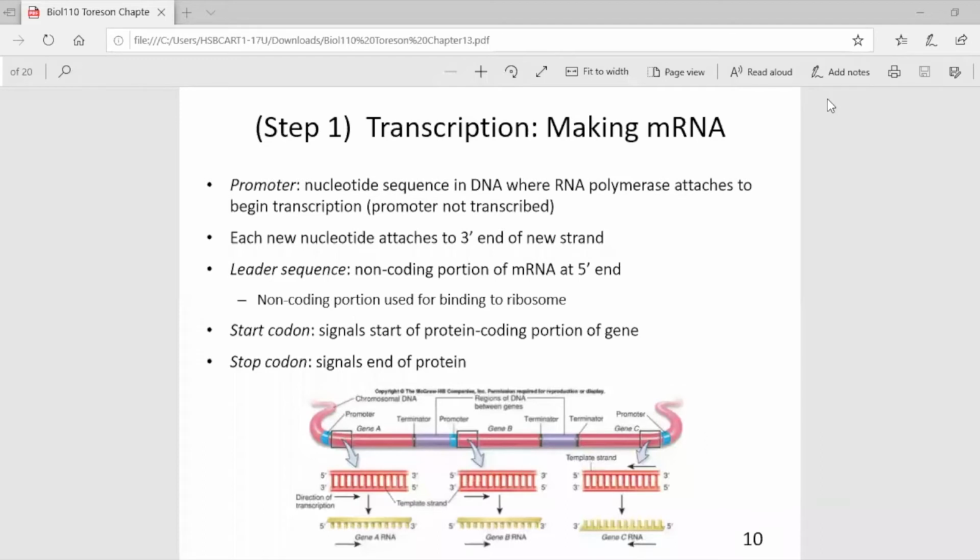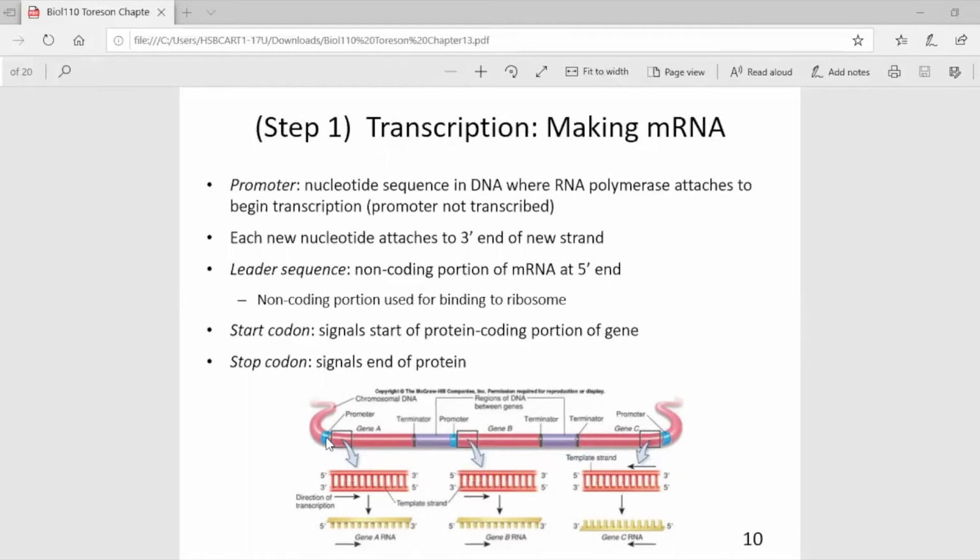Slide 10 shows an overview of the process of transcription. During transcription, RNA polymerase is the enzyme that is generating RNA by using DNA as a template. So in this figure, we see part of a chromosome has been magnified. So we're looking at just one part of a chromosome here, and this part of the chromosome happens to have genes A, B, and C.